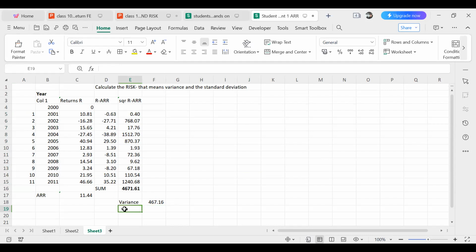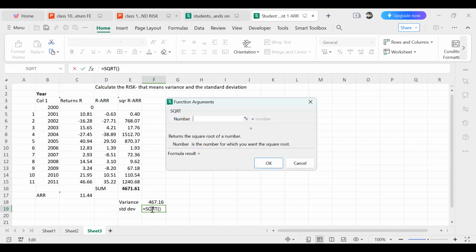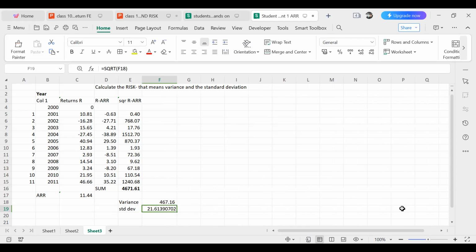Okay. How to calculate the risk, the standard deviation? Standard deviation, what you do is simply take the square root of this variance. You have your square root function here in Excel. Simply select your variance term, click OK. So your standard deviation is 21.61. That means your every year return has a risk of deviating at 21.61% from the average return. It may deviate in the positive way or negative way, but the variability is to a range of 21.6.